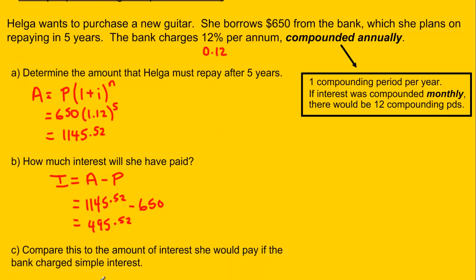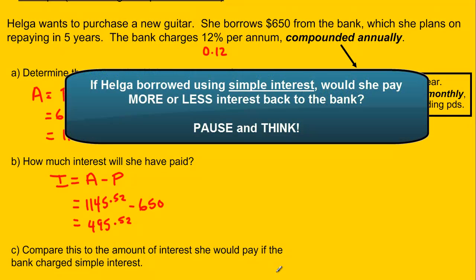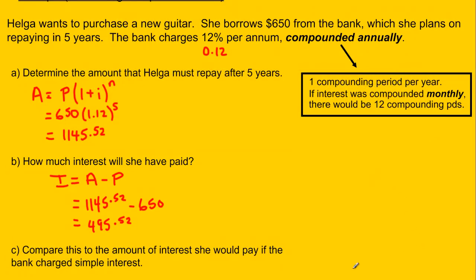Now let's compare this to the amount of interest she would have had to pay if the bank instead charged simple interest rather than compound interest. So what's the difference? Do you think that she would have had to pay more interest, the same amount of interest, or less interest? Pause the video and think. Alright, well let's recall what the interest formula was for simple interest. Remember, interest for simple interest was I equals PRT, principal times the rate of interest times time.